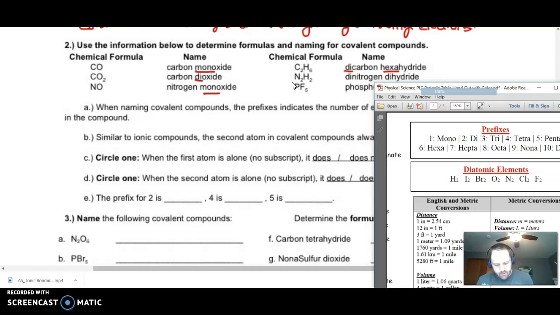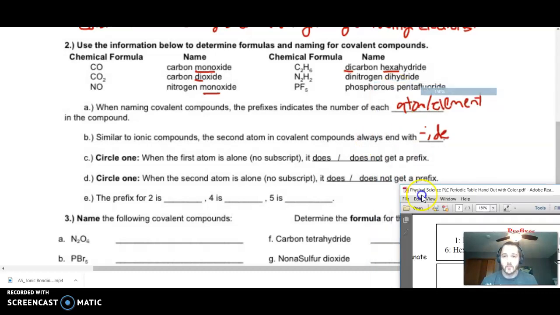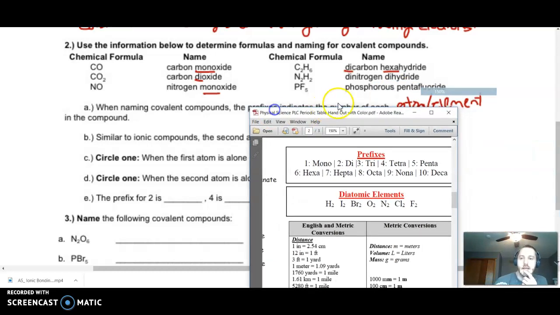Similar to ionic compounds, the second atom always ends in "ide." So they still have that IDE ending just like an ionic compound does, but again, it's still only on that second word. So that's going to be an IDE ending.